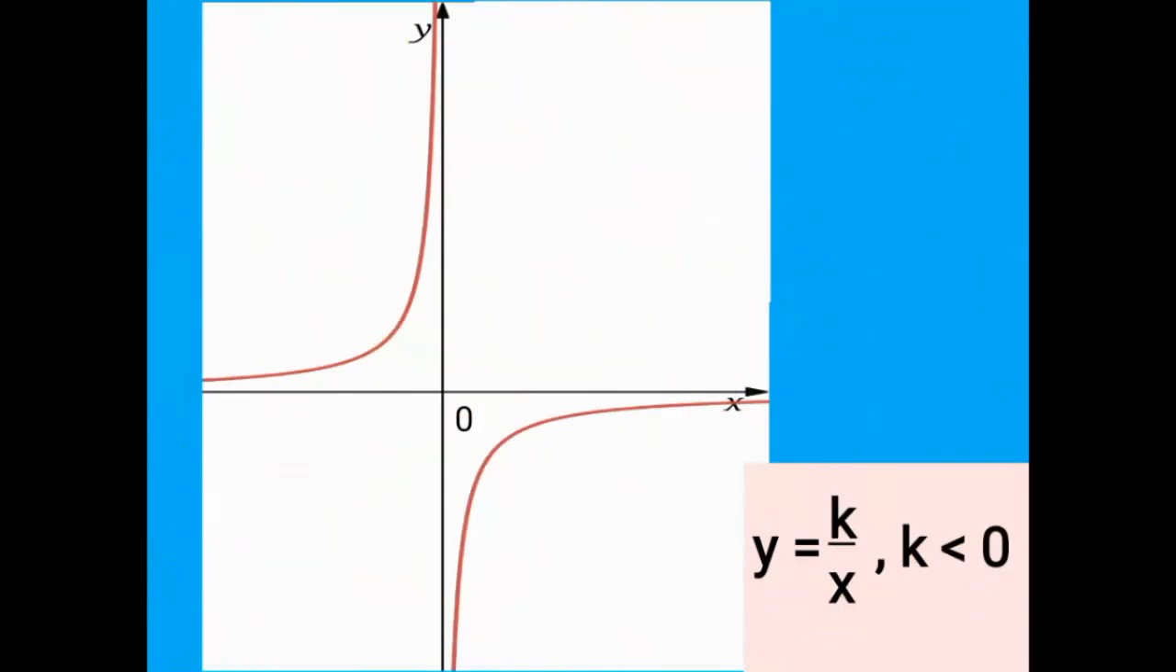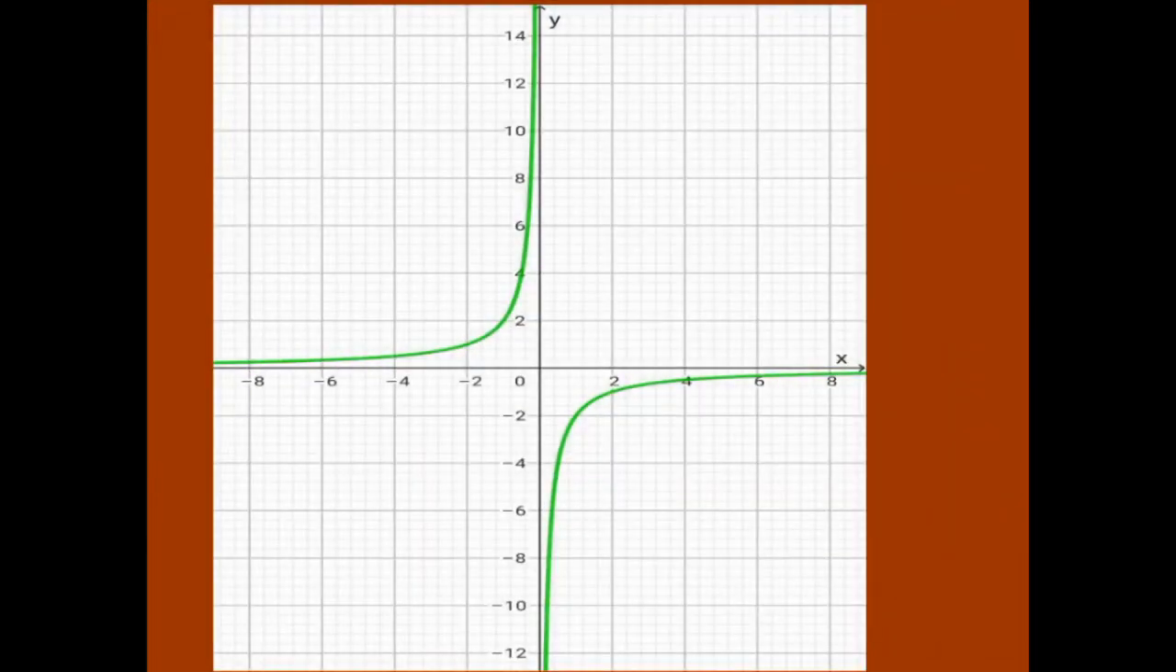Now consider y equals minus 4 over x and y equals minus 2 over x. Both of these graphs are y equals k over x graphs with k less than 0 and have asymptotes at x equals 0 and y equals 0. The graph of y equals minus 2 over x would take a shape like this.